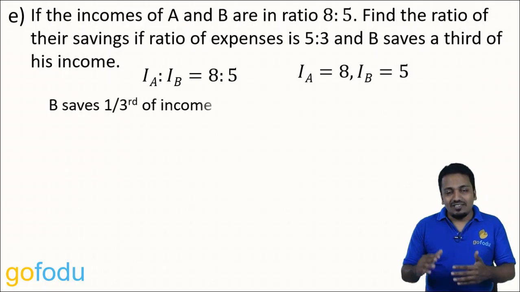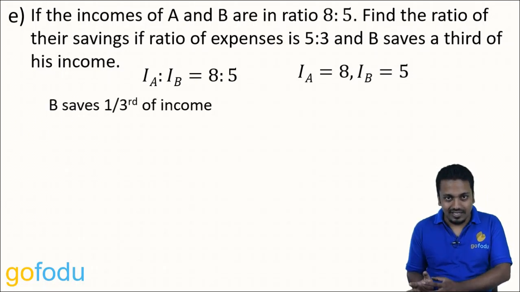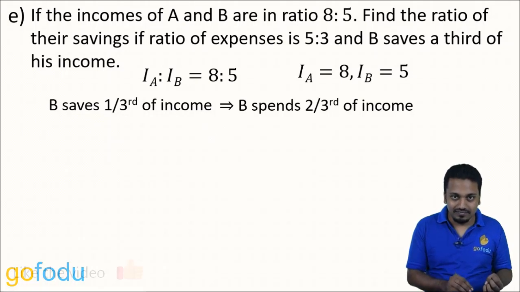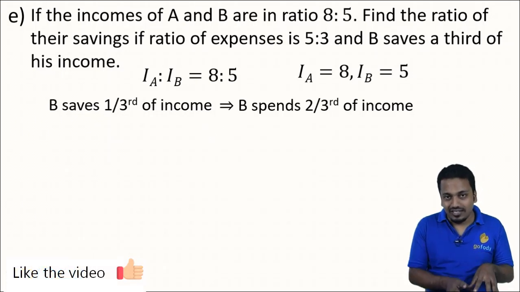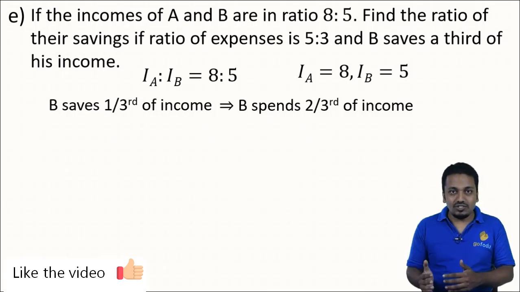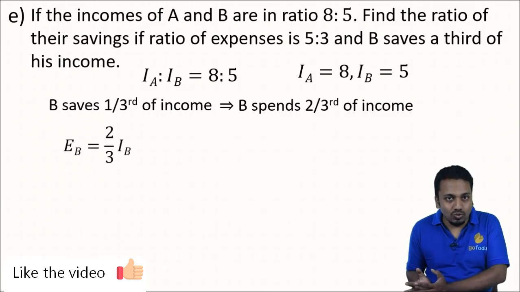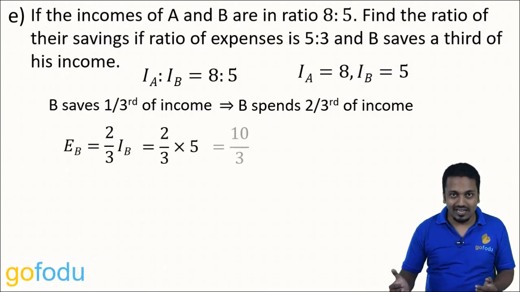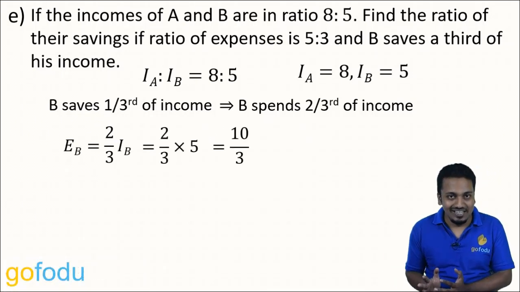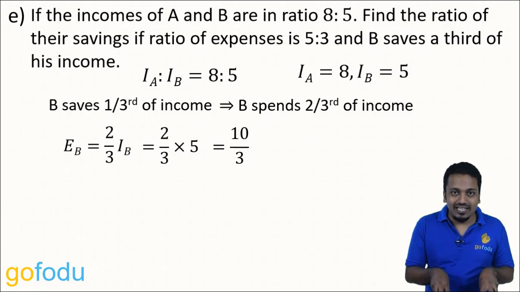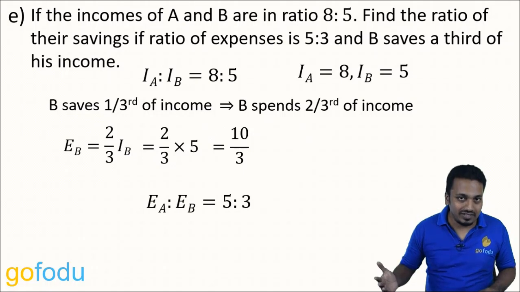Now B saves 1/3 of this. That means B spends 2/3 of this. If B saves 1/3, B spends 2/3. The expense of B will be 2/3 of income, that is 2/3 into 5, which would be 10/3. Also, the ratio of expenses of A and B is given as 5:3.